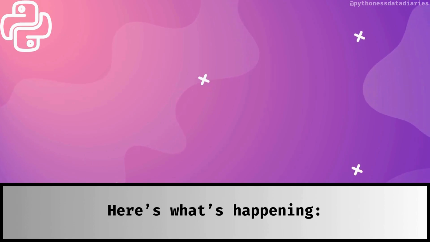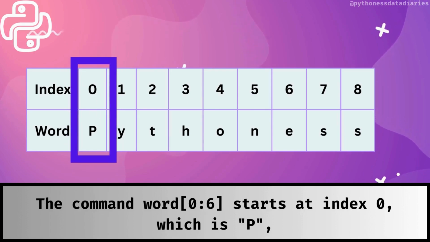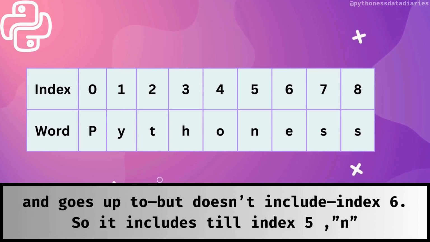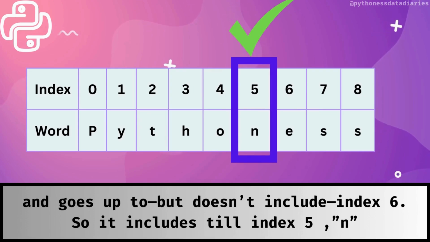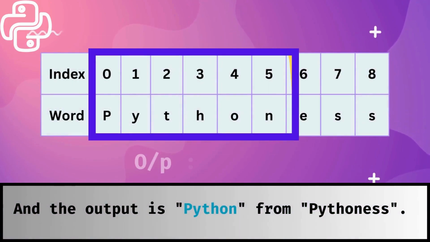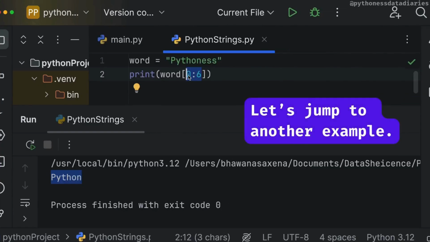Here's what's happening. The command word index 0 to 6 starts at index 0, which is letter P, and goes up to but does not include index 6. So it only includes till index 5, which is letter N. And the output is Python from Pythonist. Let's jump to another example.